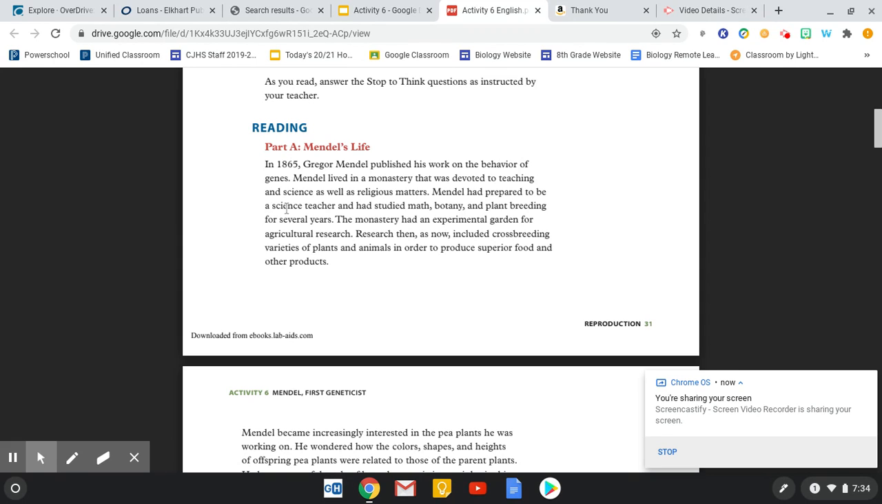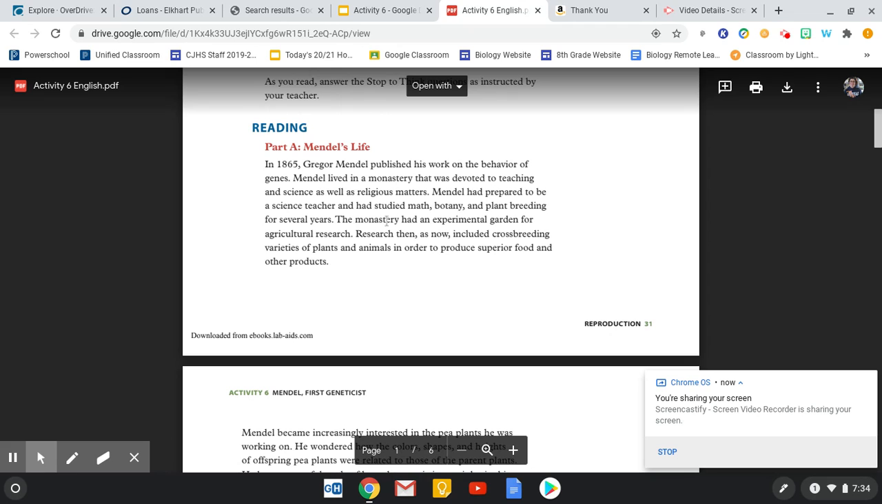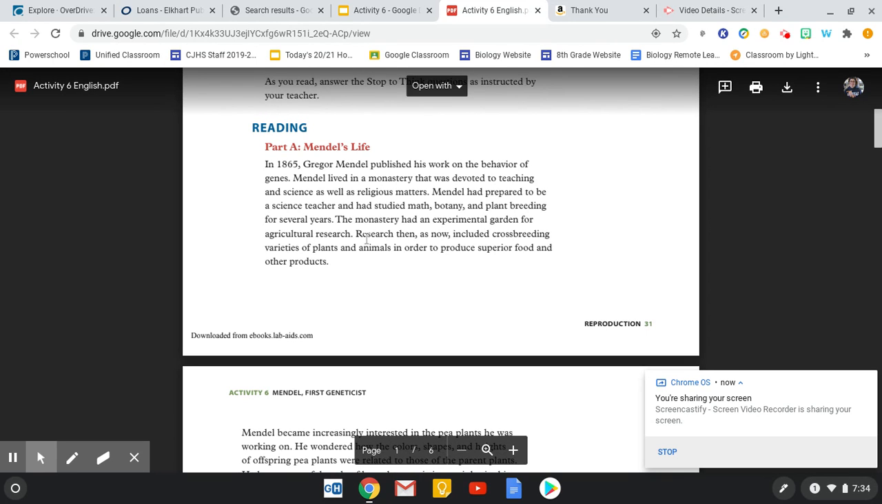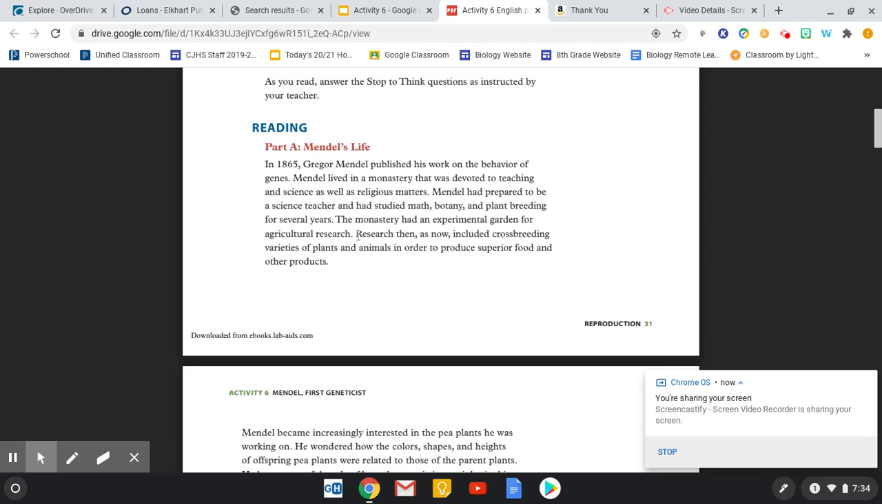Mendel had prepared to be a science teacher and had studied math, botany, which is the study of plants, and plant breeding for several years. The monastery had an experimental garden for agricultural research. Side note, this meant that they had a special section of their gardens just meant for people to explore and play around with things to try to experiment with them.